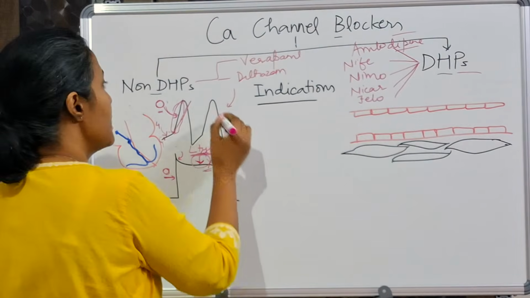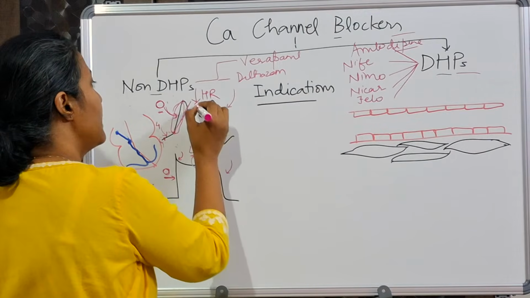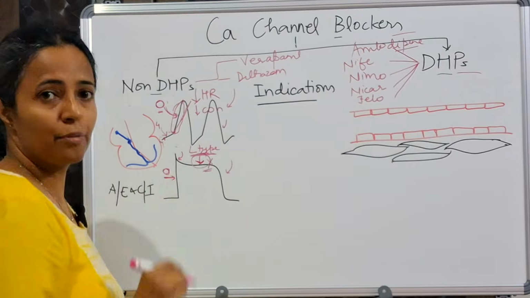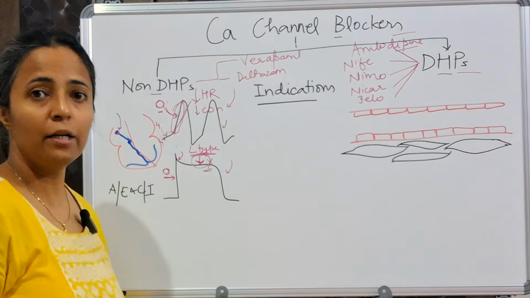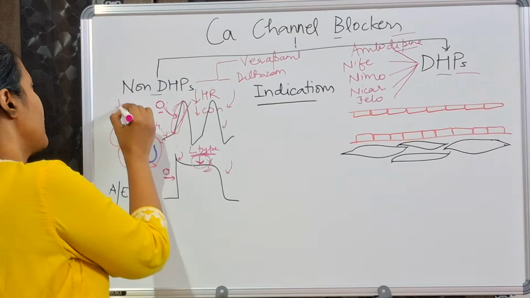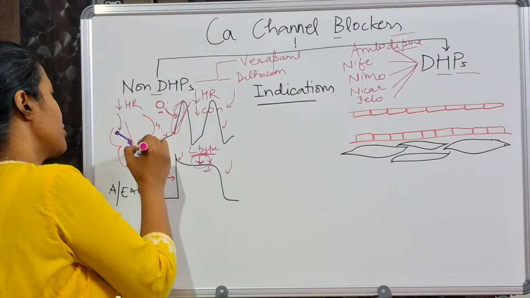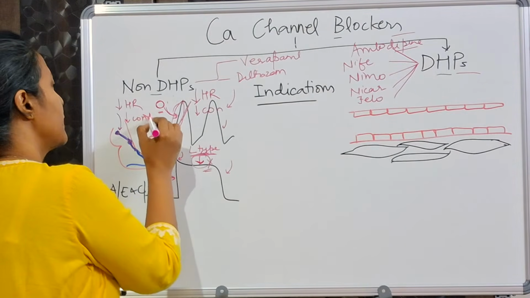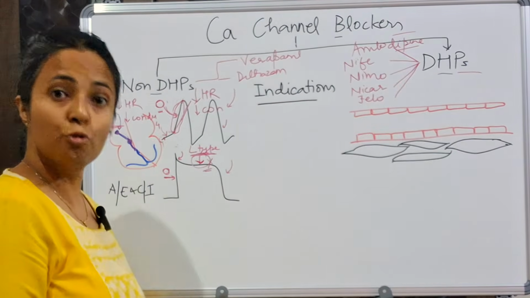So overall we can say that it decreases the heart rate and decreases the conductivity. Why? Because this type of action potential occurs in the SA node, and the SA node is the pacemaker of the heart. When less calcium enters, impulse generation will be decreased. This will decrease the heart rate, and other autorhythmic cells will also be affected, so conduction will be affected. So it decreases the heart rate and also decreases the conductivity. We call it decreased chronotropy and decreased dromotropy.